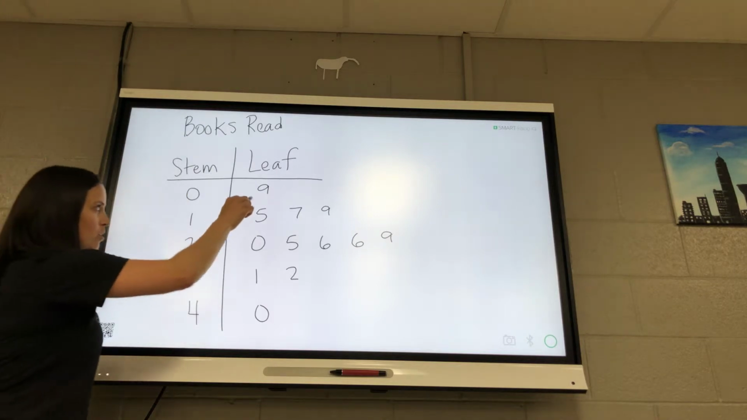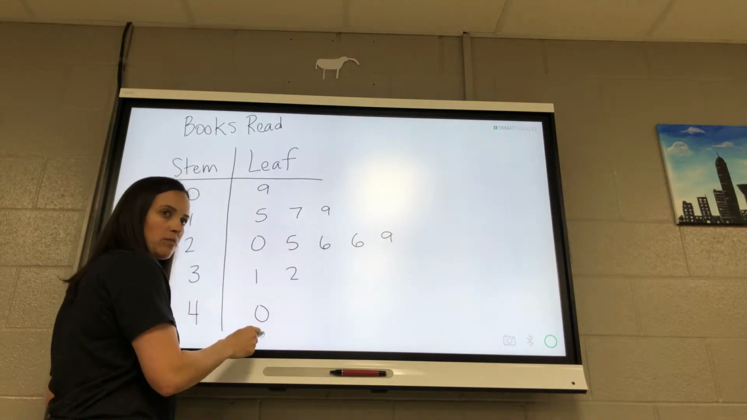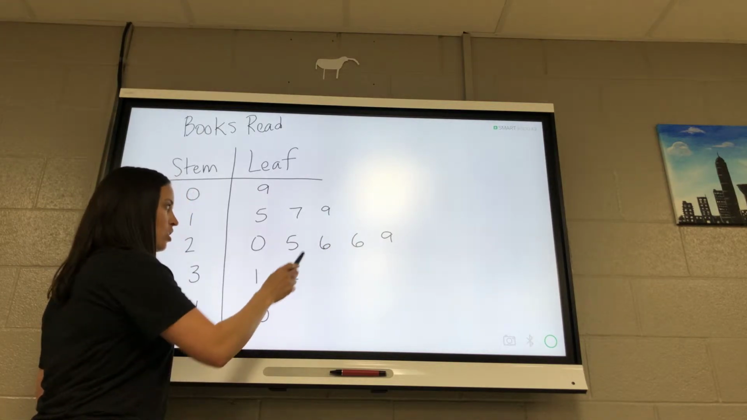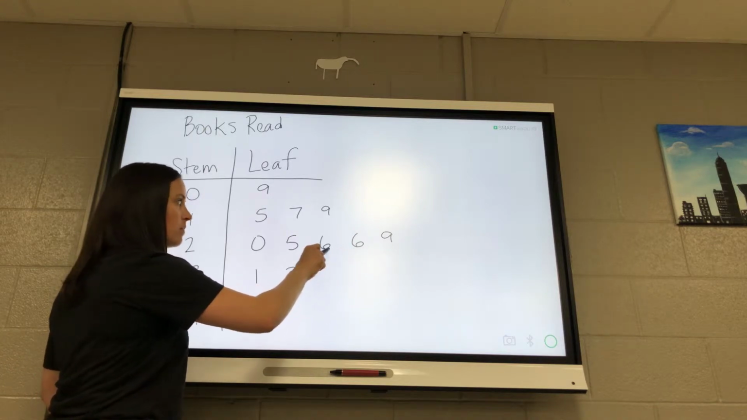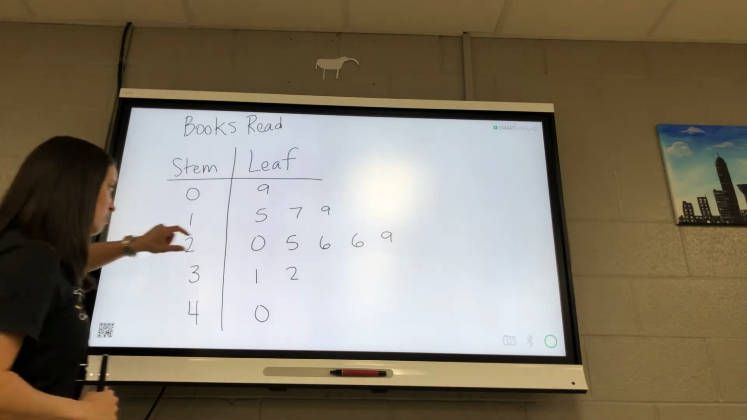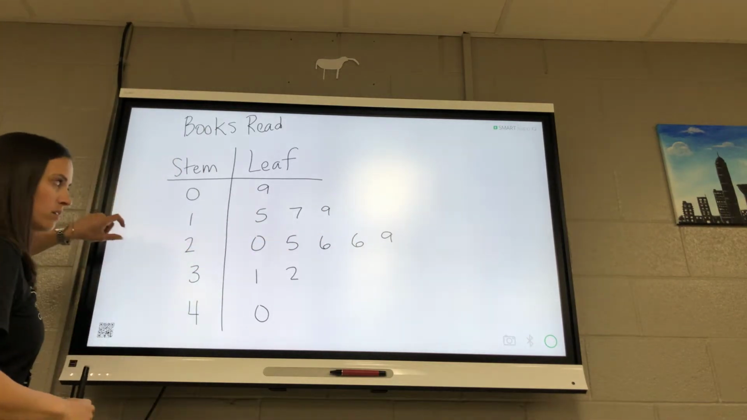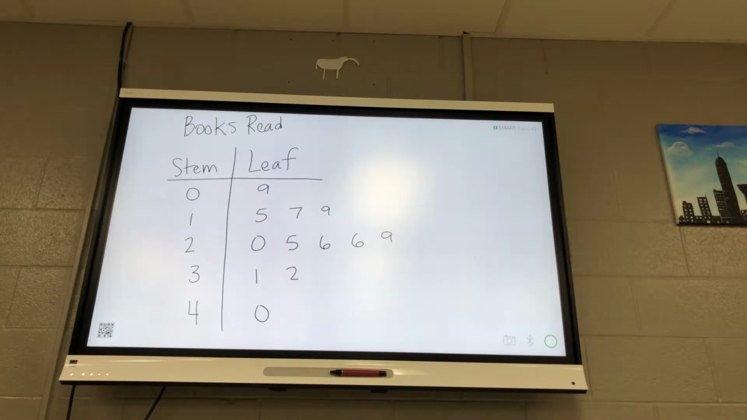All right, so let's count. 1, 2, 3, 4, 5, 6, 7, 8, 9, 10, 11, 12. Is that how much data we have? Yes, 12. So make sure if you have a repeat, you write it twice. It's easy to see on here the number of books read. The majority is right here in our 20-somethings. They also have a key that they usually put on there.